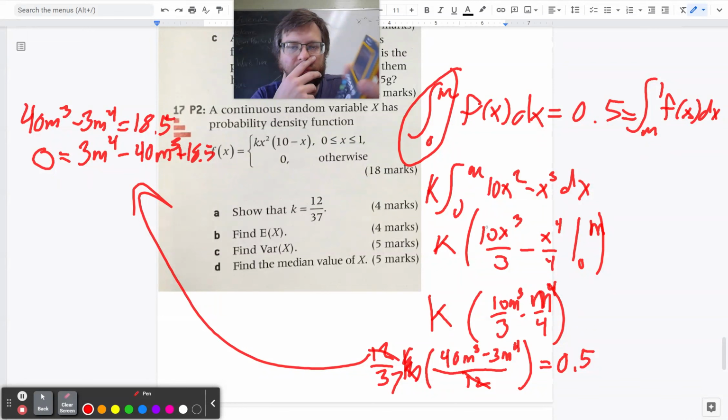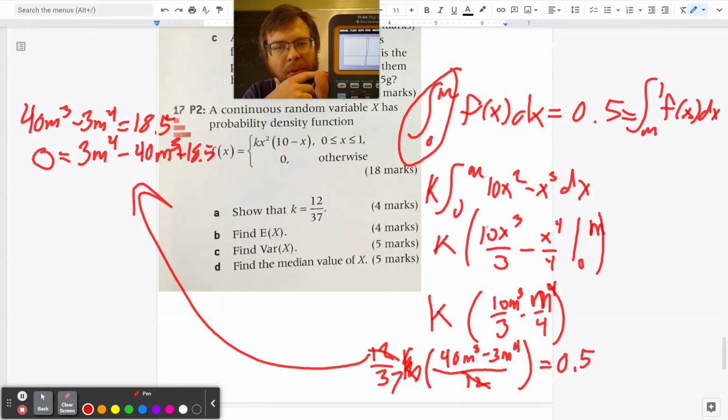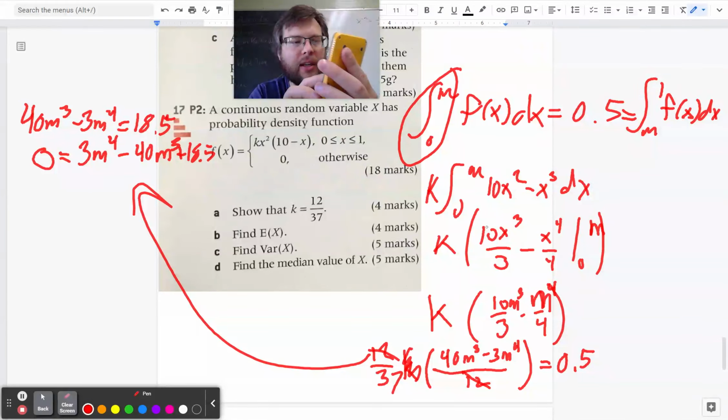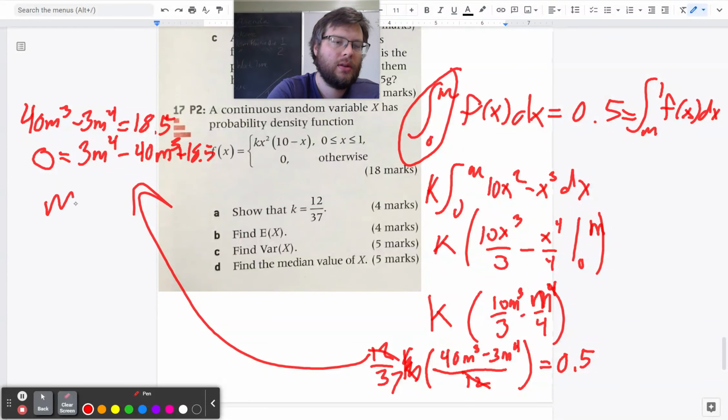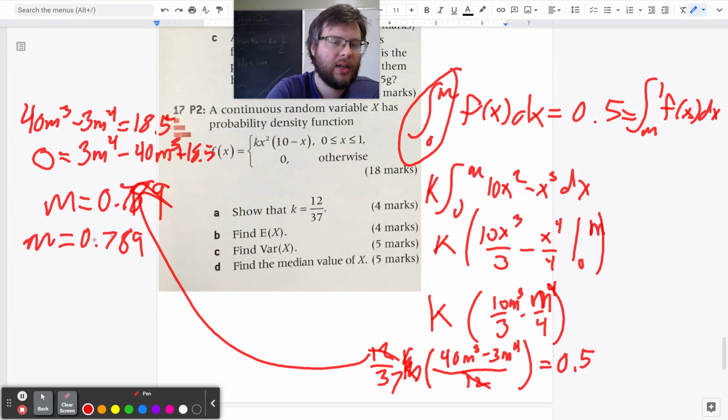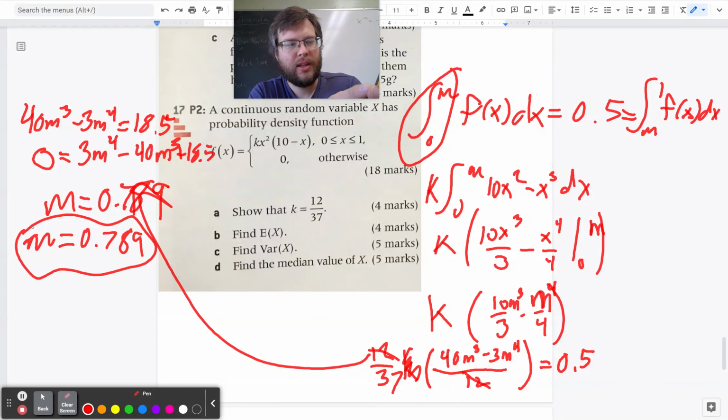Okay. So here's what I'm seeing. I want to find the intersection. So I hit the second calculate button, intersect number 5. First curve, second curve, guess. And it says m is 0.789. Wow, I wrote that in the wrong spot. 0.789.